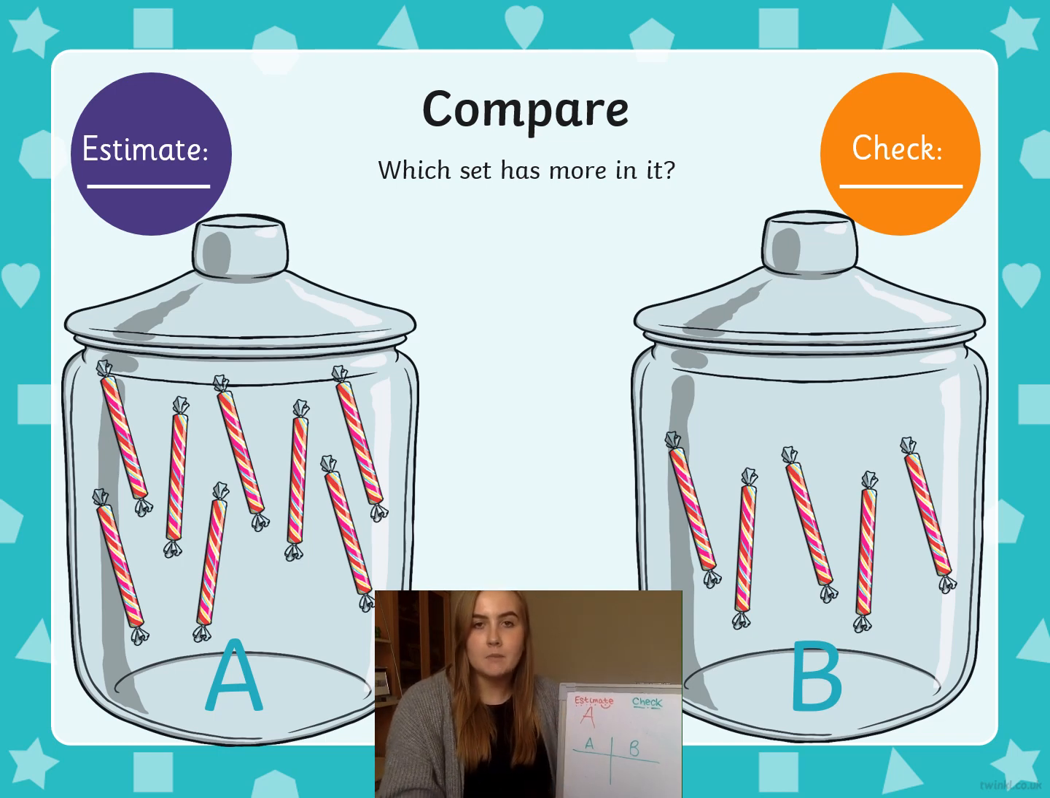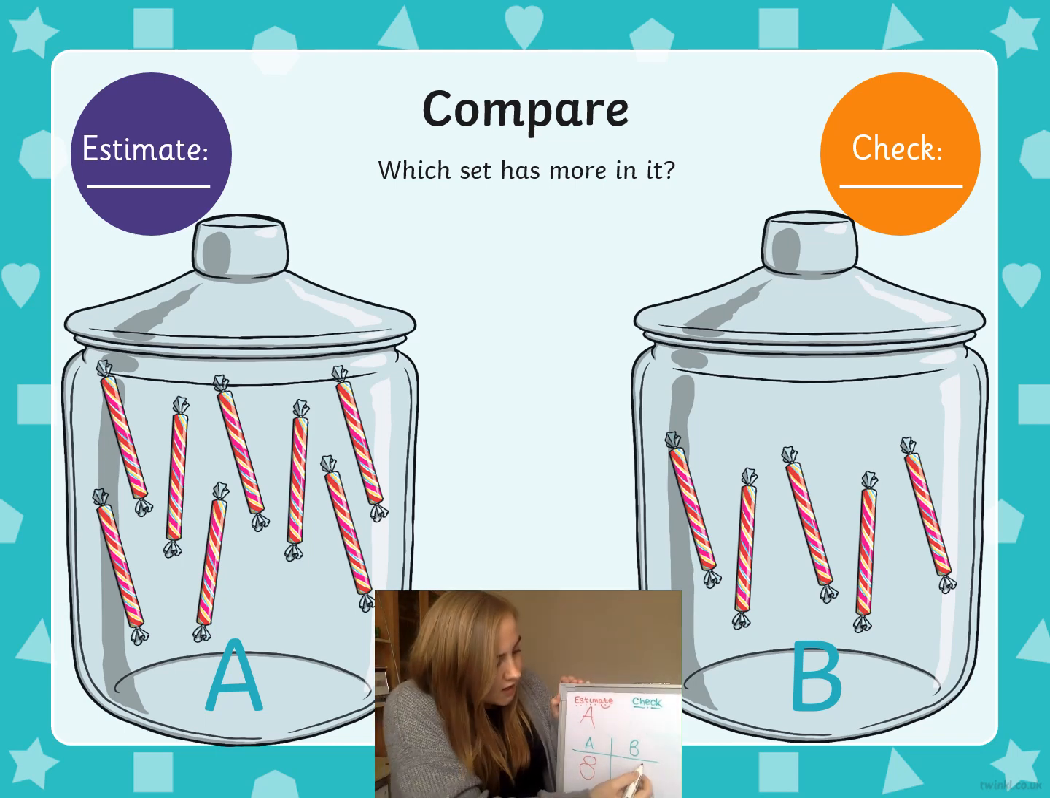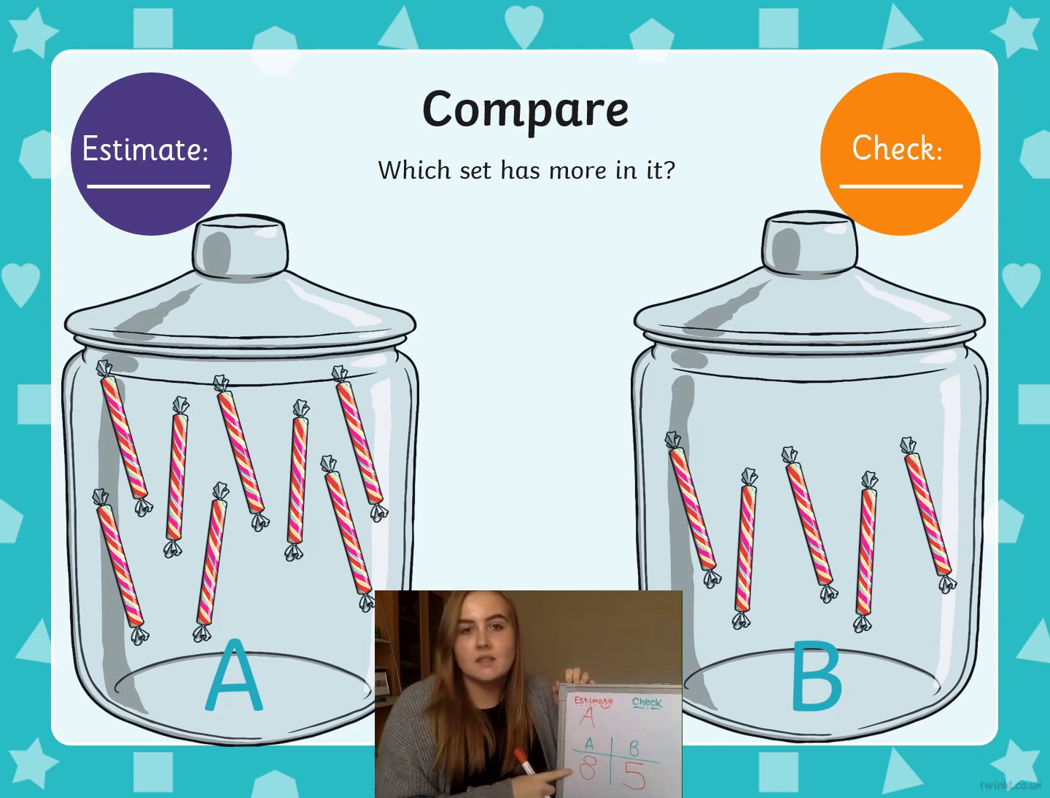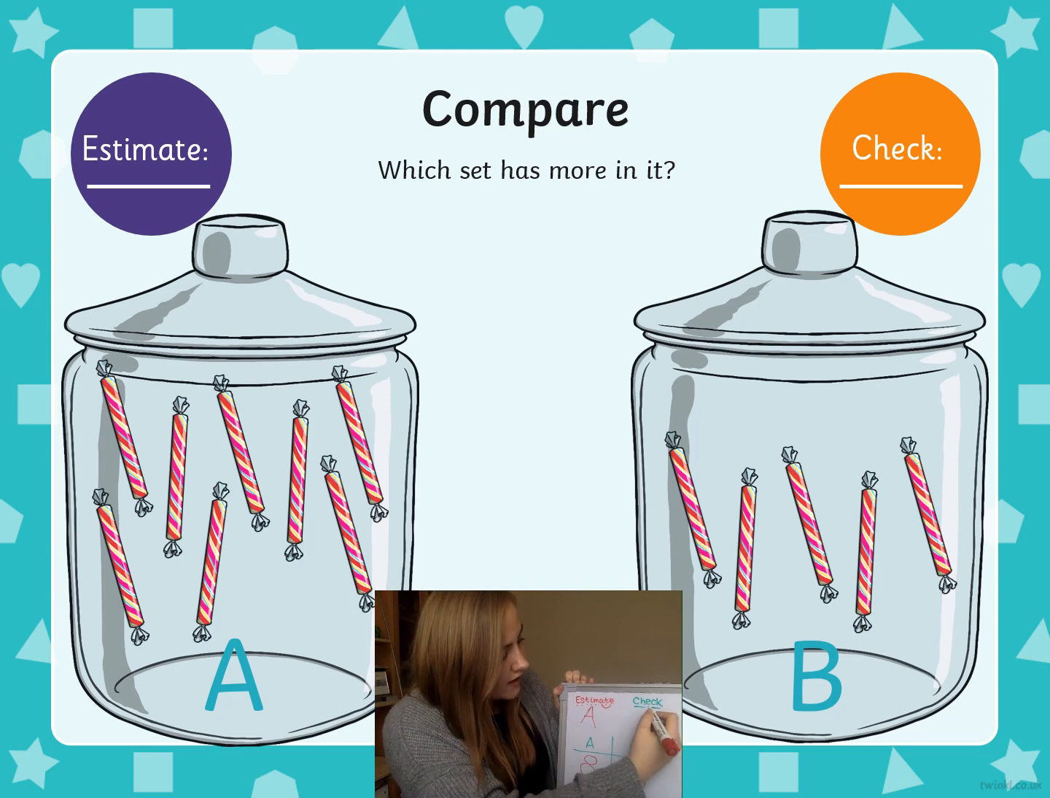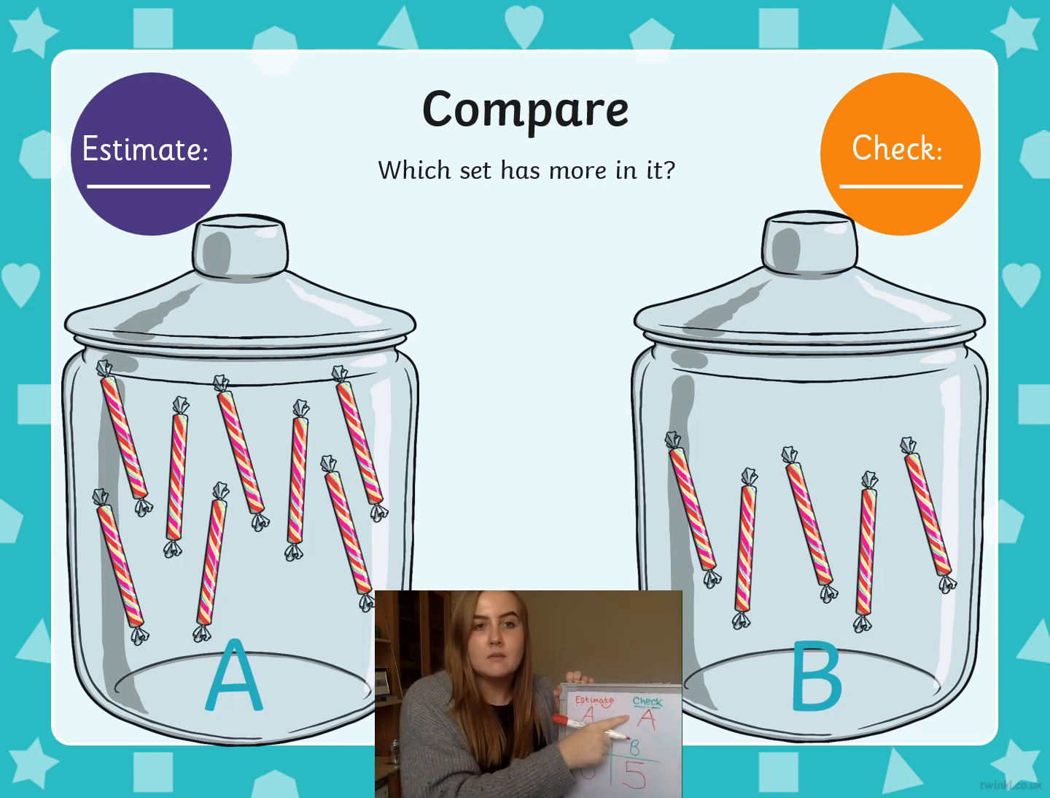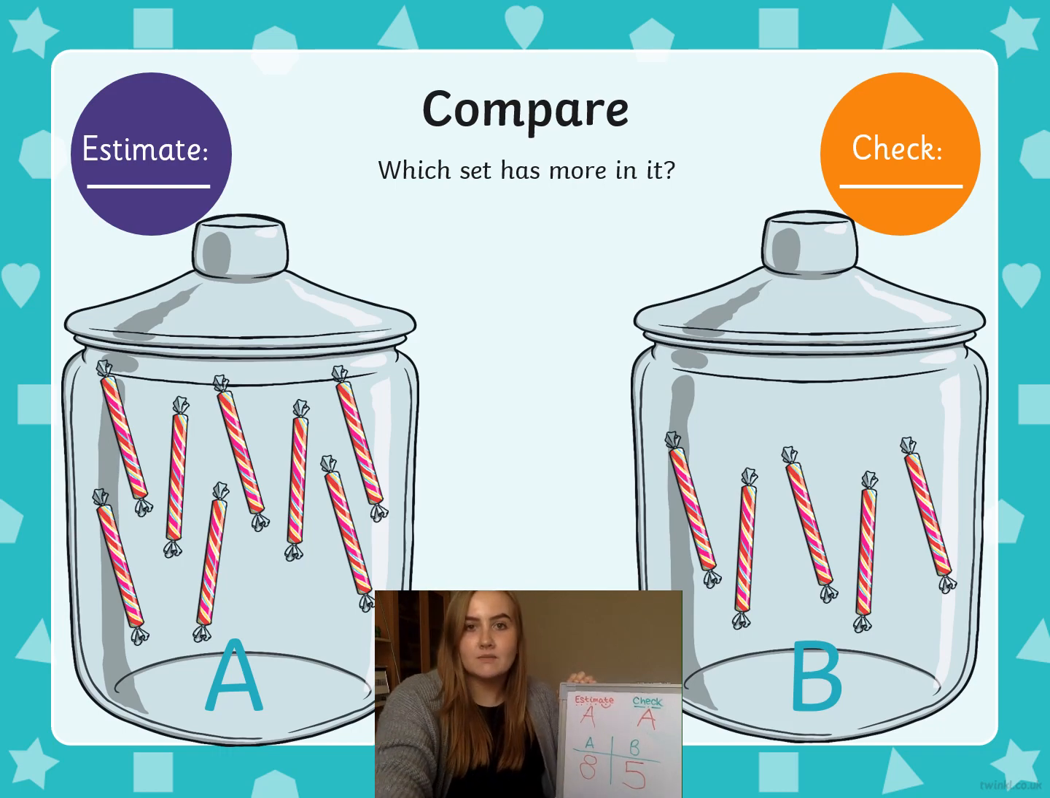So let's count to see how many there are in jar A. 1, 2, 3, 4, 5, 6, 7, 8. So there are 8 sweets in jar A. And how many are there in B? Let's count. 1, 2, 3, 4, 5. So there are 5 in jar B. So I estimated that jar A had more sweets in them. So did it? Which number is bigger, 8 or 5? 8 is bigger, so I said jar A had the most in it, and when I checked it, my estimation was right. Did any of you guess that jar A had the most in it?